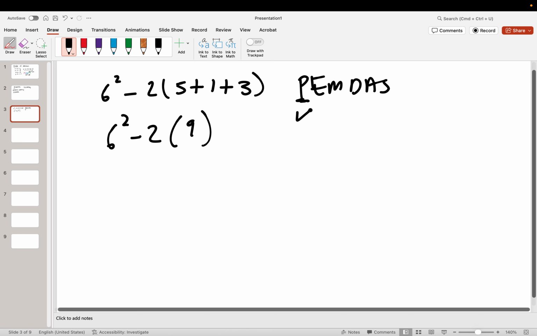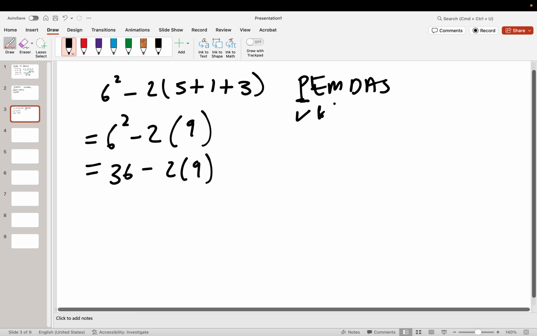Now we've done parentheses. The next question is, what's the next one? The next one I see here is exponent. Is there any exponent in my problem? Yes, we have it right here. So I'm going to go ahead and do that. 6 squared is essentially 6 times 6, which is 36. And then I'm going to rewrite everything else. Next, do I have any other exponents? No. So I'm going to stop.